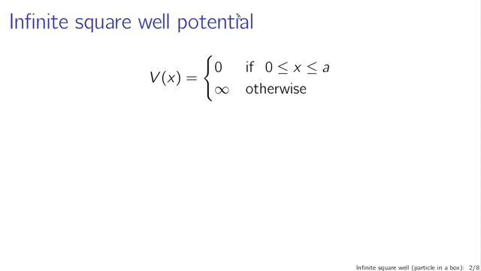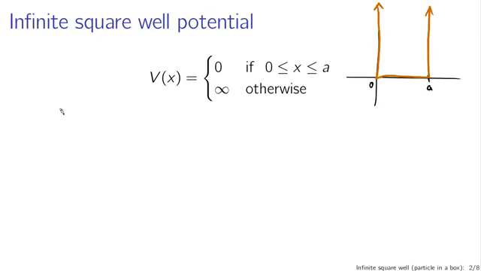What the potential ends up looking like is, if I plot this, going from 0 to a, the potential is infinity if you're outside the region between 0 and a, and 0 if you're in between 0 and a. So what does this look like when it comes to the Schrodinger equation?